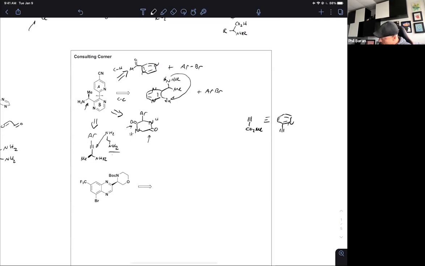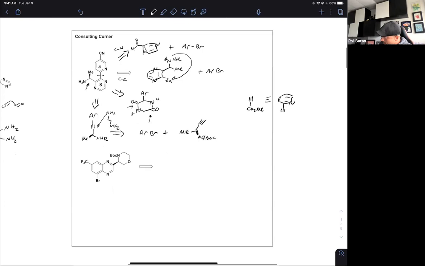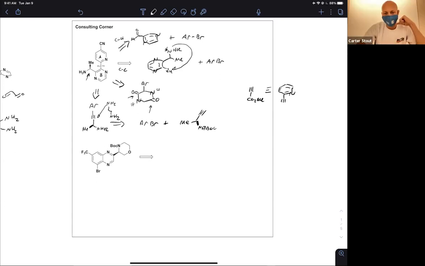And then where does this come from? Well, this just comes from, again, aryl bromide plus this, which turns out to be commercial, and a Sonogashira. So 3 very different routes that you can propose to the practitioner to make a compound like that. How about this? Yep.